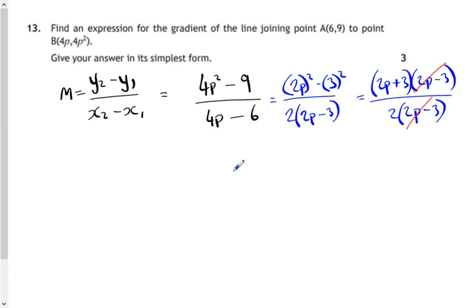The 2p minus 3's will cancel, giving us that the gradient there is 2p plus 3 all over 2. Which I suppose if you wanted to, you could write as p plus 3 over 2, just taking the half out there. So I imagine either of those would be accepted. That one is a correct answer though.